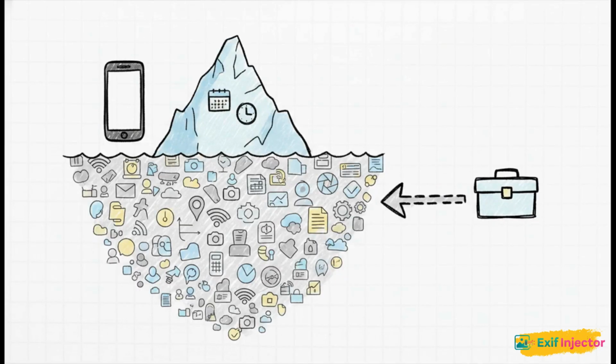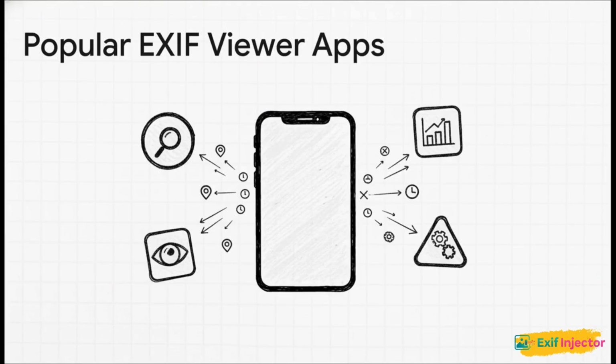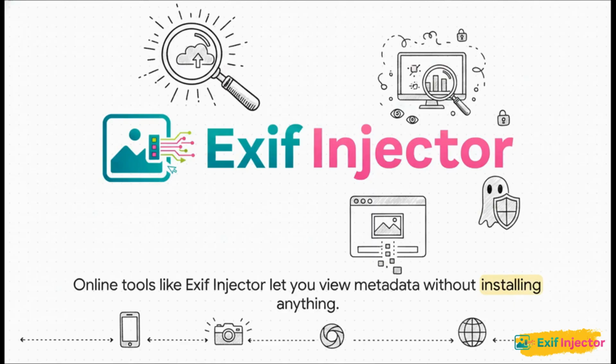But the built-in apps don't show you everything. For the full story, you'll need a different tool. There are a ton of free apps out there that can show you every single piece of hidden data. Or you can just use a free online viewer. Just upload a photo and see its data.